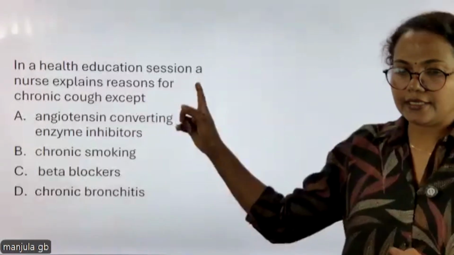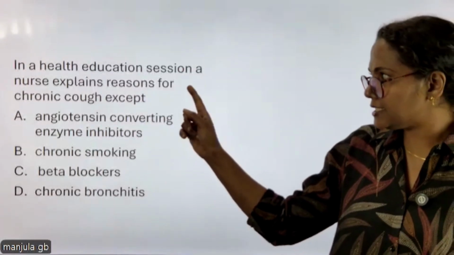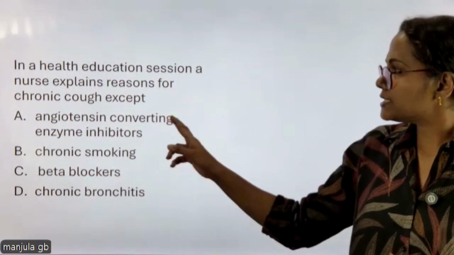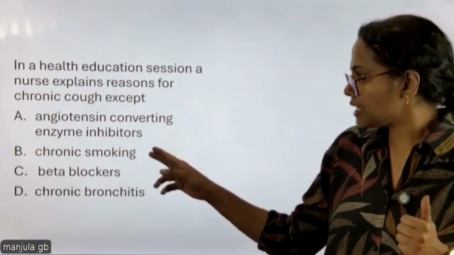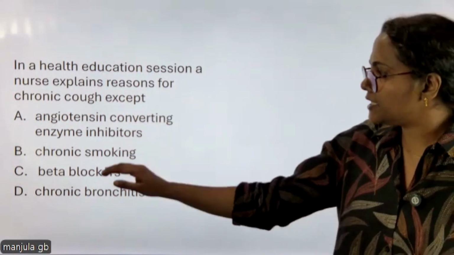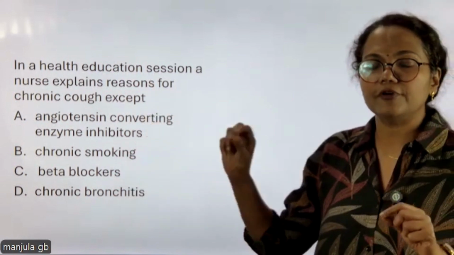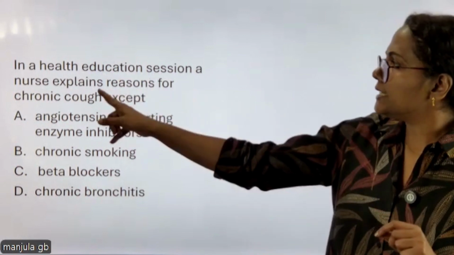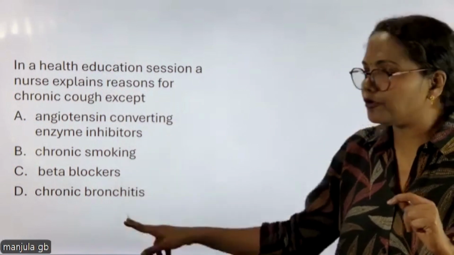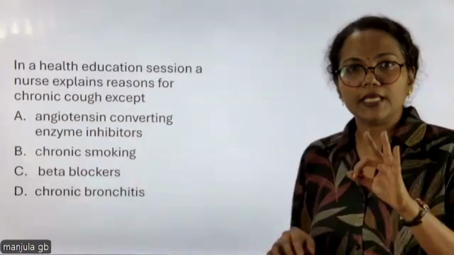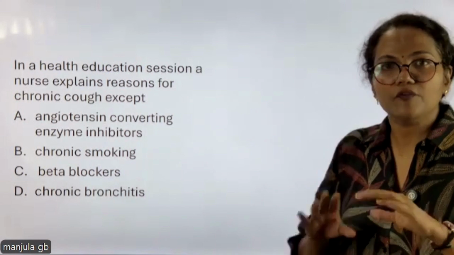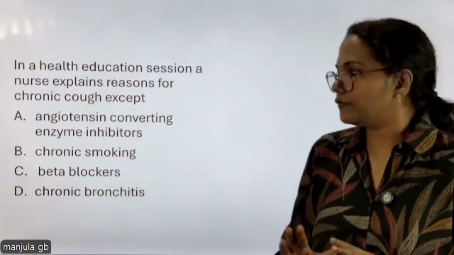Next question, in a health education session, a nurse explains reasons for chronic cough except: angiotensin converting enzyme inhibitor usage, chronic smoking, beta blockers, chronic bronchitis. So in which of these conditions there is, see, read the question very carefully. Don't get confused. The nurse explains reasons for chronic cough except. So there is chronic cough in 3 conditions except 1. The question is, which is that one answer which does not cause chronic cough?